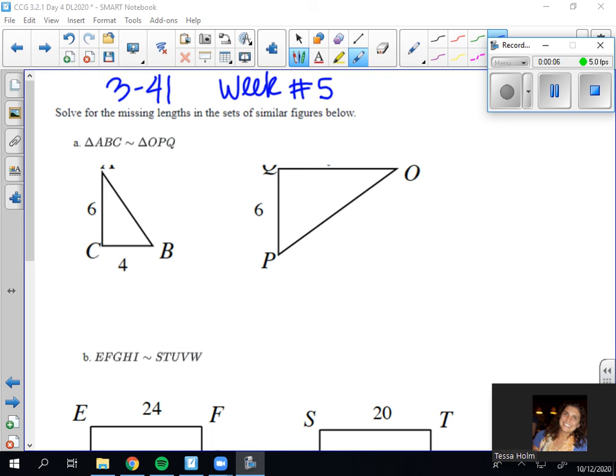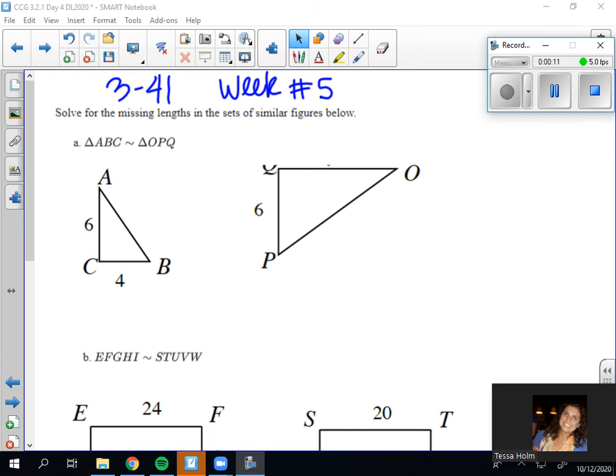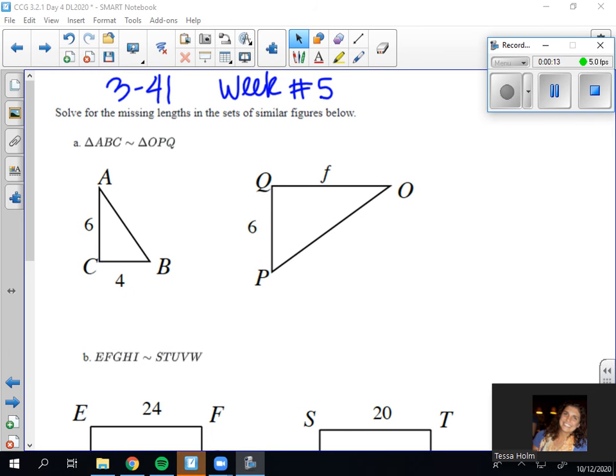Okay, this is the video to help you guys solve problem 3-41 in week number 5 review preview. They want you to solve for the missing length in the set of similar figures. So here's my missing length for A, and it tells me that triangle ABC is similar to triangle OPQ.